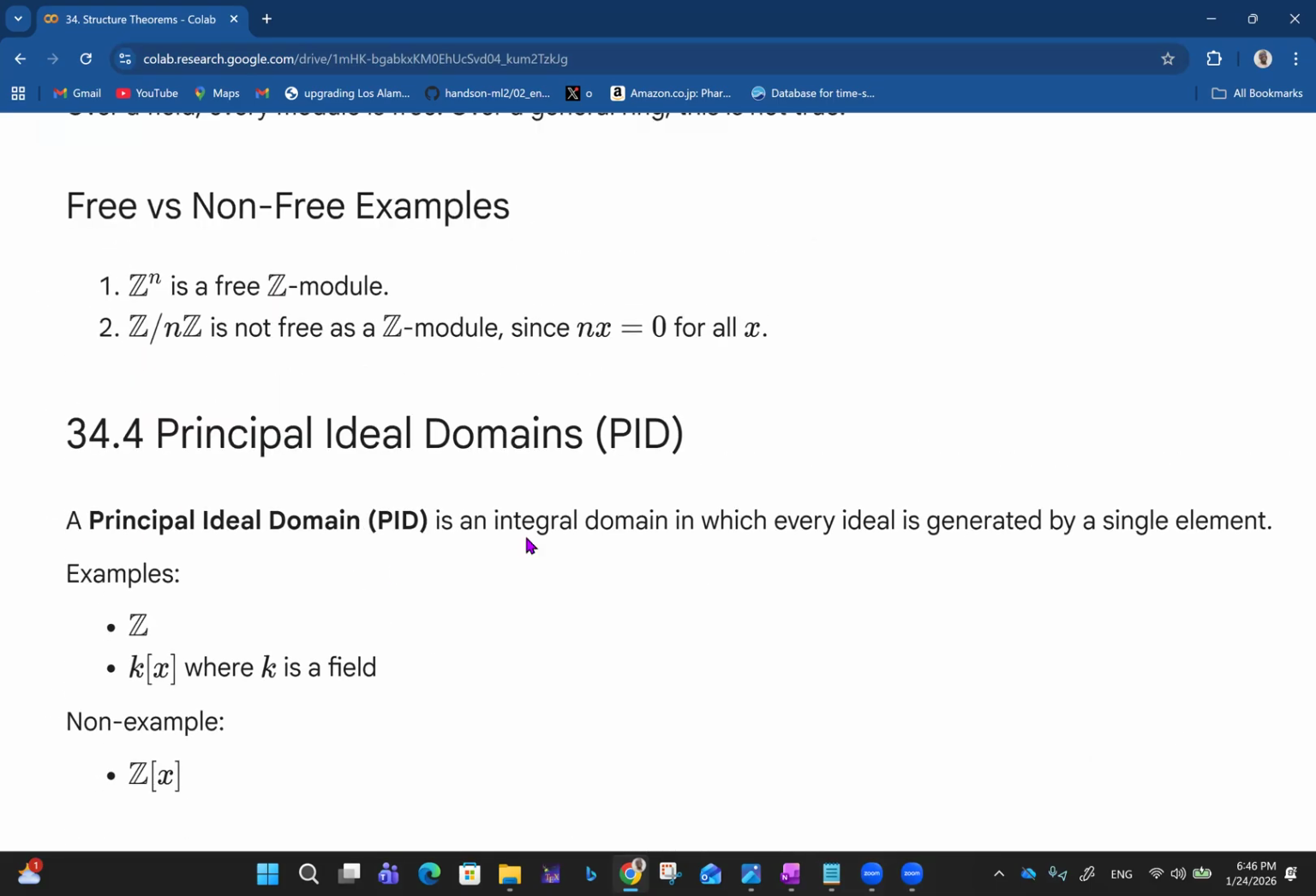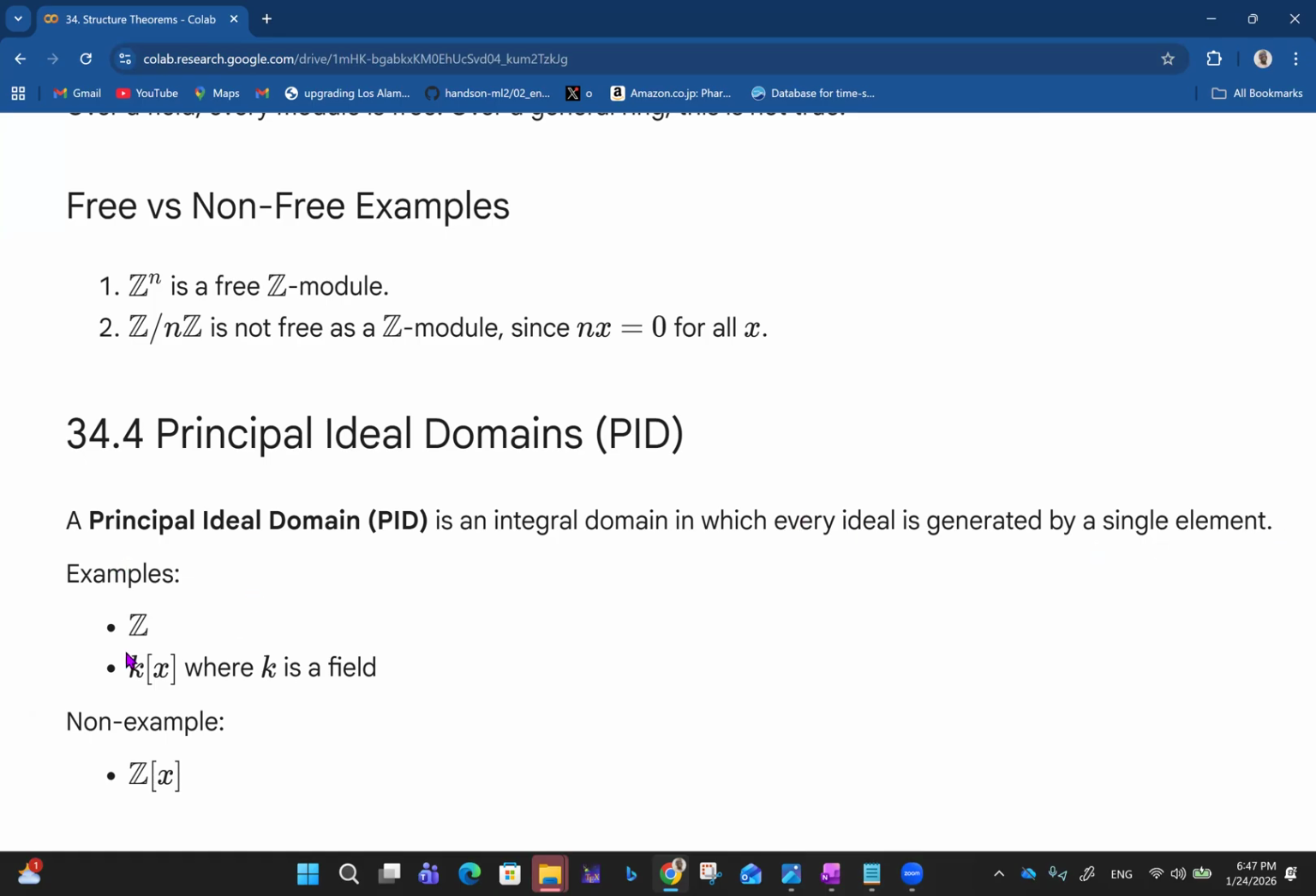So a principal ideal domain is an integral domain in which every ideal is generated by a single element. So it's more like in the context of rings, right? Principal ideal domains seem to be like cyclic groups, the idea of cyclic groups, because every cyclic group is generated by just a single element. So a principal ideal domain is an integral domain in which every ideal is generated by a single element.